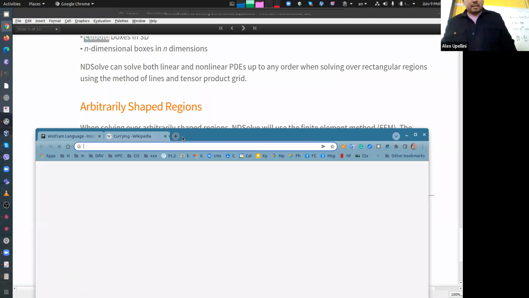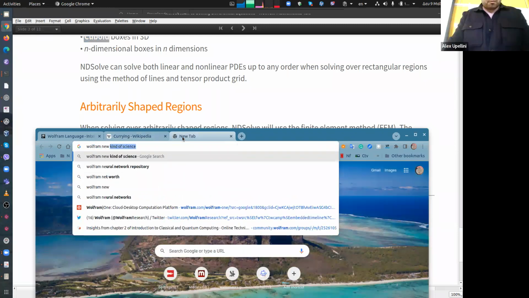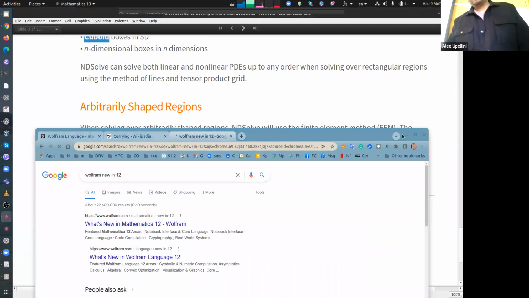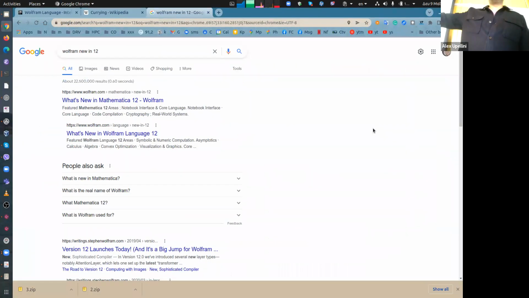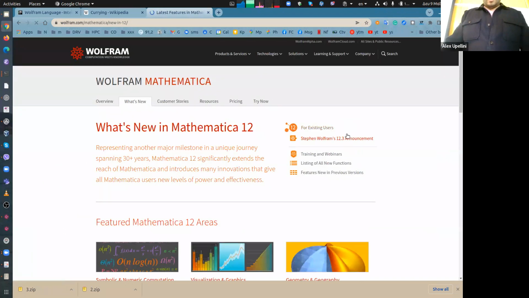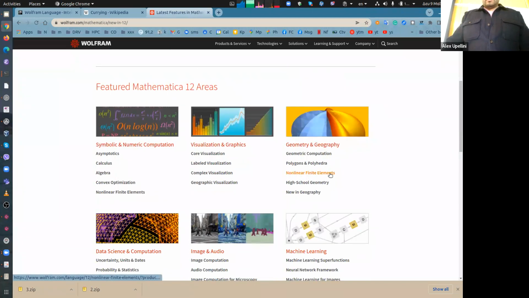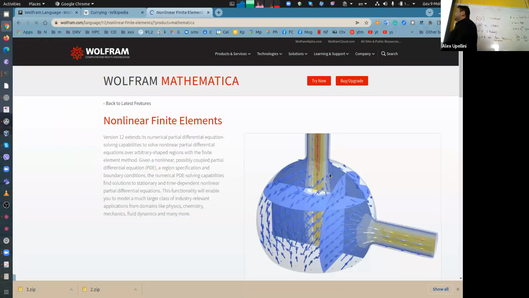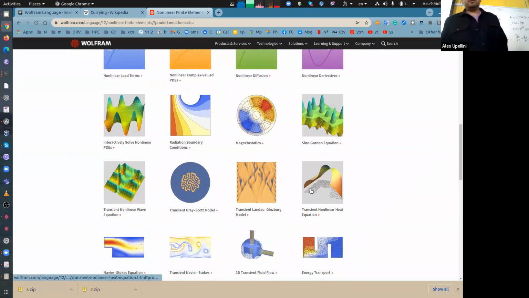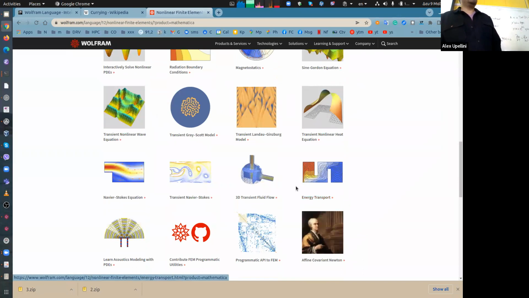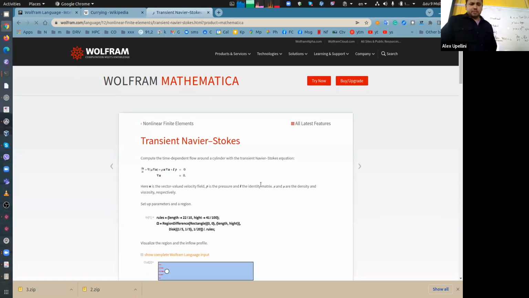If you go here, you say Wolfram new in 12. You can select any number between 1 and 13 if you want to see what were the new additions to that version. So version 12, the last one, introduced nonlinear finite elements. And here you have some examples of what can be solved using nonlinear finite elements. For example, here you have the transient Navier-Stokes equation.